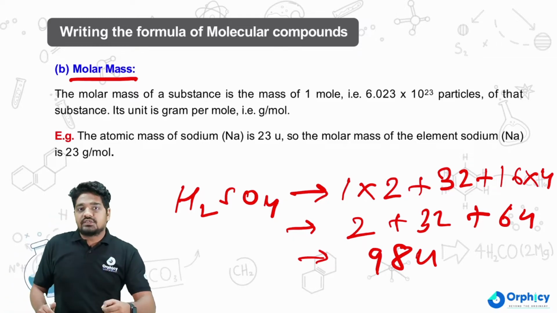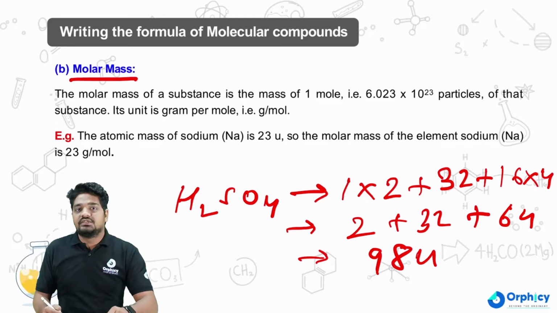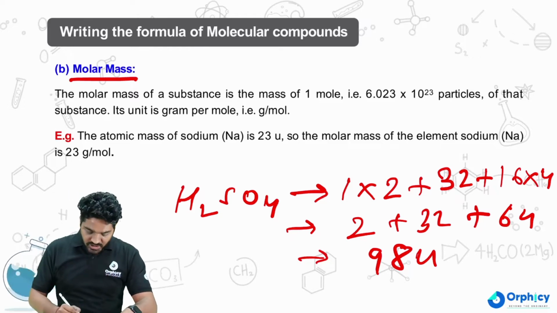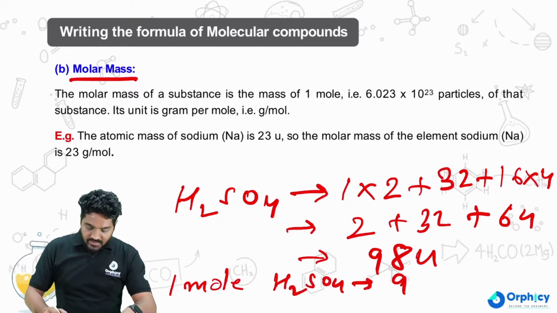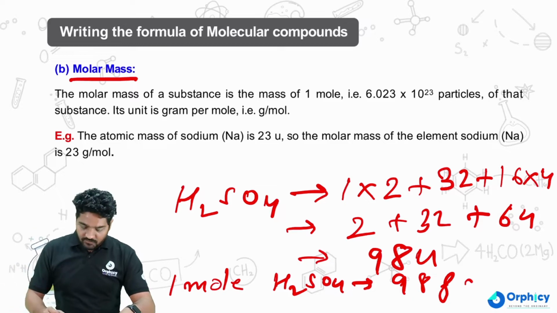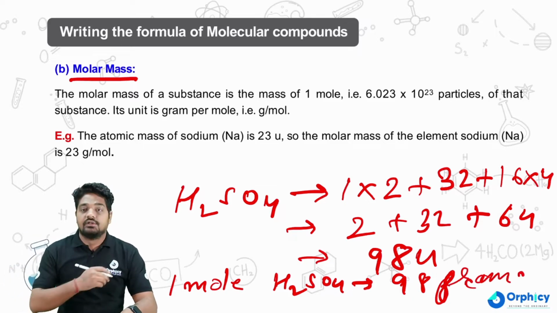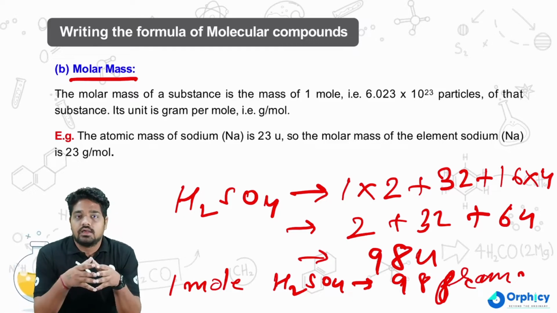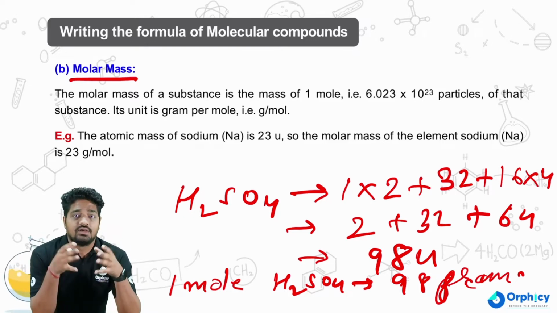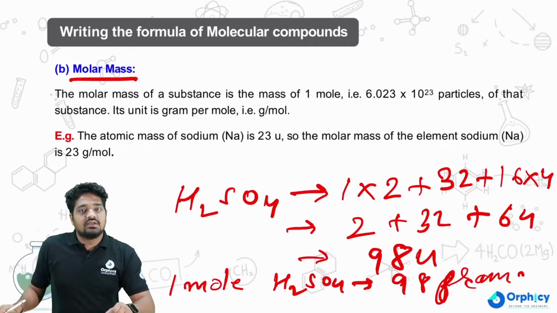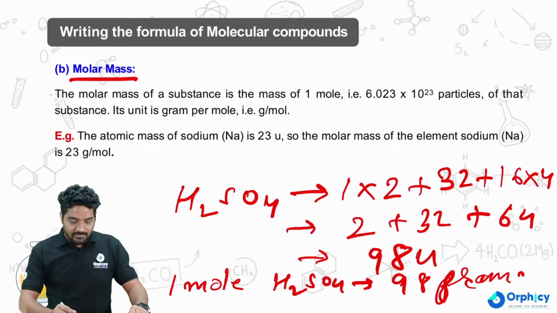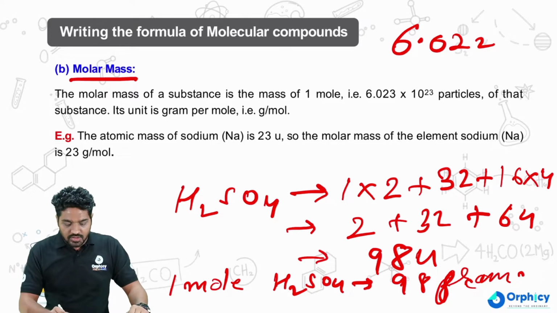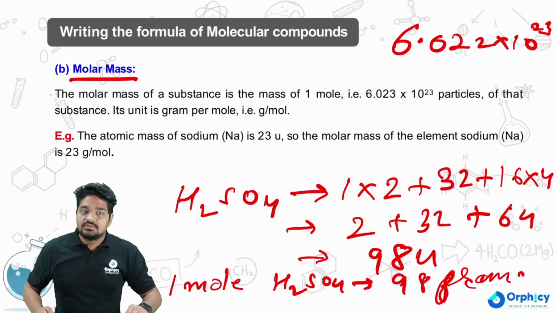But if I ask you about the mass of 1 mole of sulfuric acid, then the numerical digit will be the same, but the unit is going to change: 1 mole of H2SO4 equals 98 gram. That's it. We just have to write gram over it. So whenever the mass of a molecule is represented in the form of gram, you can simply understand that we are talking about 1 mole of particles, and how many particles are present? 6.022 into 10 raised to the power 23 particles.